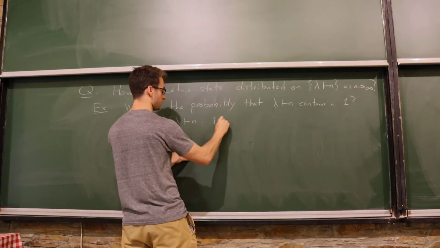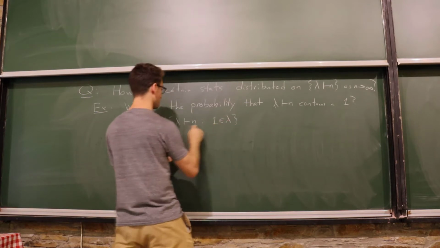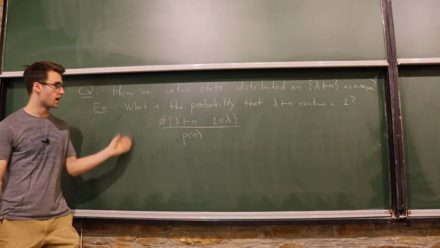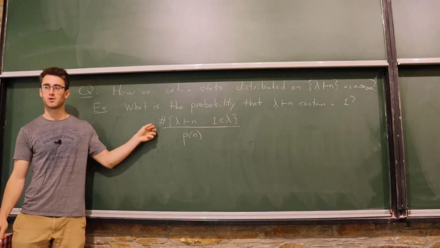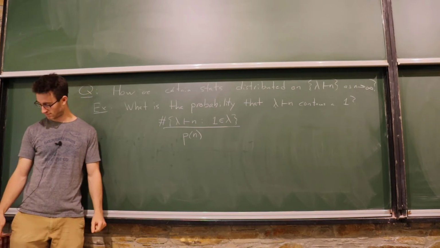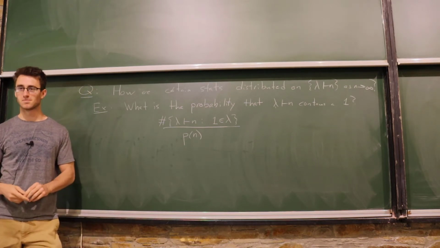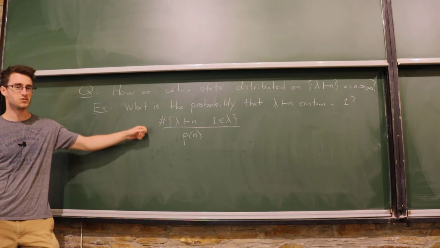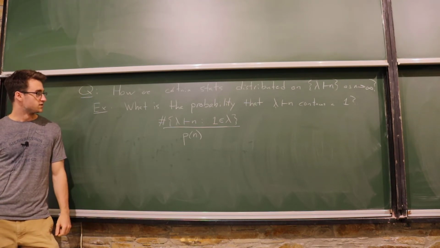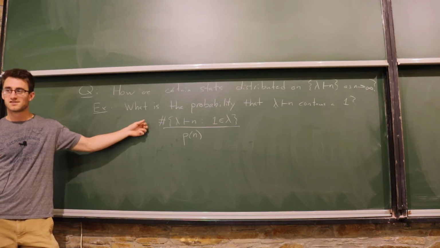So we want to count the number of partitions of n that contain a 1. So maybe let me just say the probability is the number of such lambda divided by p of n. And we want to look at what happens as n tends to infinity. But what's the numerator? You gotta pull out your combinatorial brains a little bit here. The numerator is something nice.